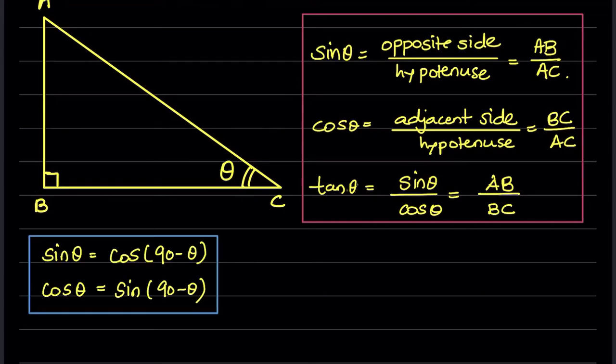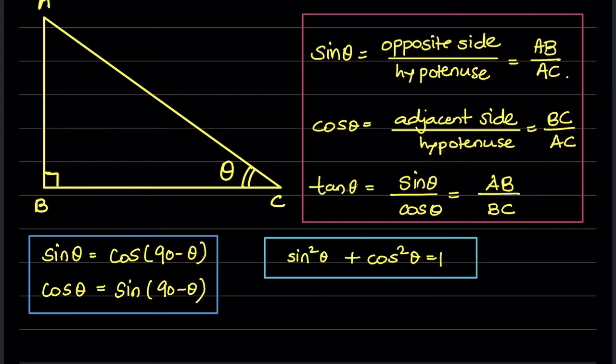Now, you may have ignored it, but it is a very obvious relation. Sin theta is cos of 90 minus theta and cos theta is sin of 90 minus theta. Now there is one identity, sin square theta plus cos square theta equal to 1. This is a very interesting identity.